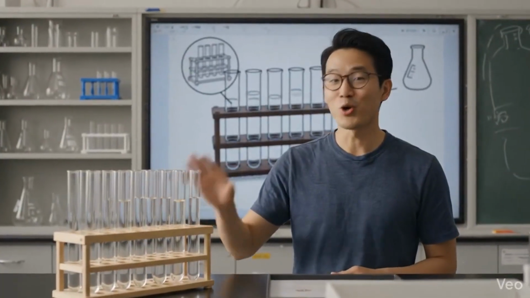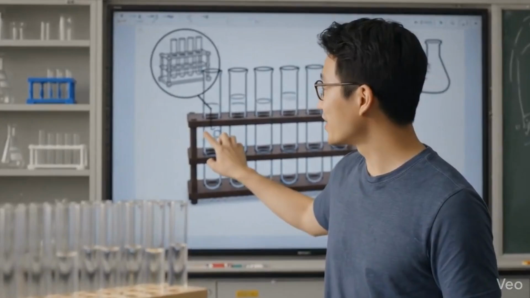The test tube rack is used to hold many test tubes upright. This keeps them stable and stops them tipping over, helping to avoid spills or accidents in the lab.